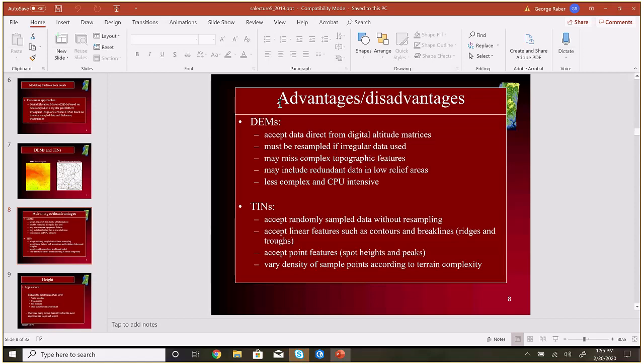Basically, DEMs are regularly spaced, so there's a few advantages that are associated with that. There are also some disadvantages. Since they're regularly spaced, it is possible for them to miss topographic features, okay, particularly if your topographic features are of a smaller resolution than your grid. So if your grid cells are 10 meters or 30 meters, and you're trying to look at cars, you're not going to be able to see the car, okay, because cars are smaller than that.